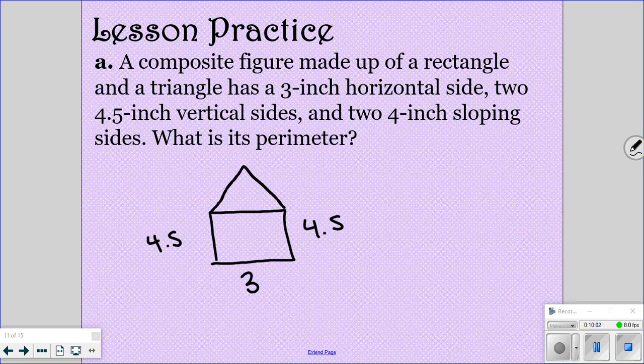So the reason that I know that the triangle goes on the 3 side is because it says it has a 3-inch horizontal side. And then it has 2 that are 4.5. And then 2 4-inch sloping sides. So your perimeter is just going to be 3 plus 2 times 4.5 plus 2 times 4.